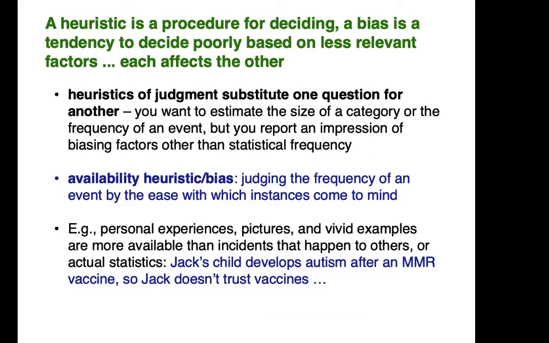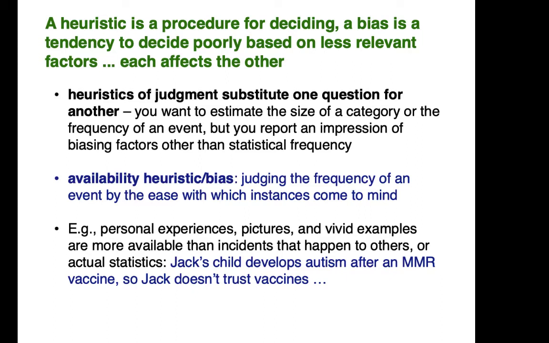Availability bias is called a heuristic. A heuristic is a procedure for deciding. A bias is a tendency to decide poorly based on less relevant factors. Each affects the other. Heuristics of judgment substitute one question for another. Heuristics are mental shortcuts. You want to estimate the size of a category or the frequency of an event, but you report an impression of biasing factors other than statistical frequency.